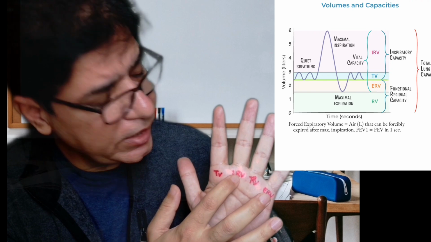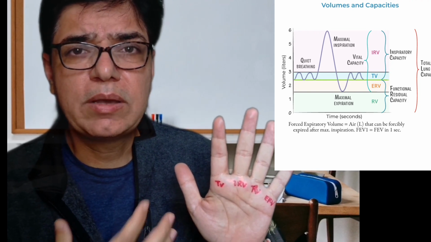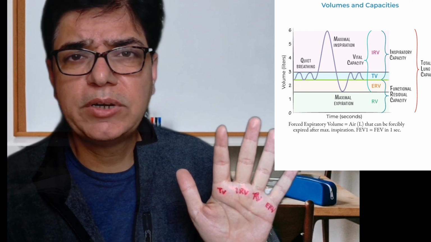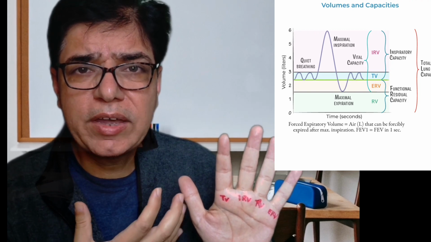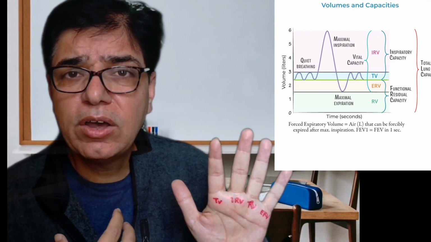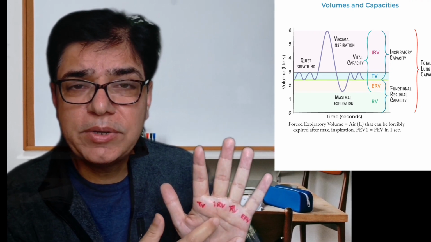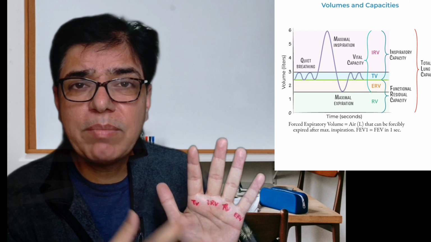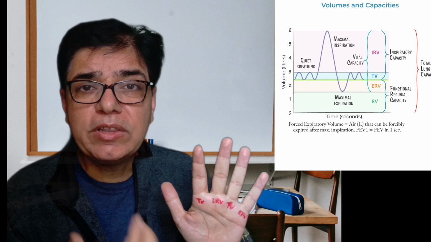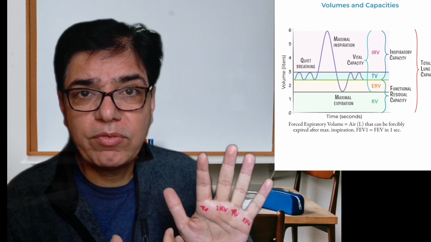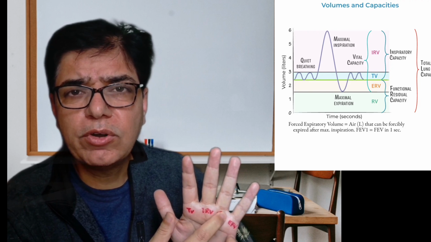Then the next is IRV, inspiratory reserve volume. Let's see if you have the capacity to take in a maximum amount of air. If you ask somebody to take a deep breath in as much as they can, the maximum amount of air that goes inside, minus the tidal volume, is your inspiratory reserve volume. So this is the amount of air over and above the tidal volume that you can inhale with maximum inspiratory effort.